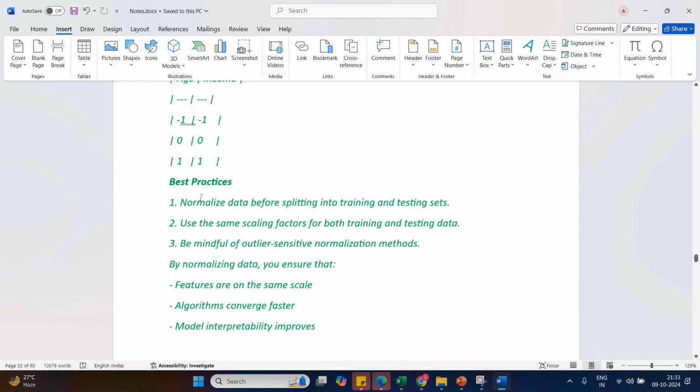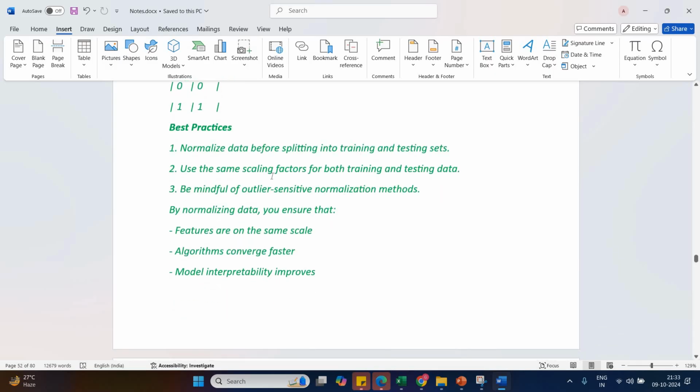Okay, so what are the best practices? Normalize data before splitting into training and testing sets. You need to normalize your data before splitting it into the training and the testing set. Use the same scaling factors for both training and testing data. Be mindful of outlier-sensitive normalization methods. Okay, so these are the best practices you must think of.